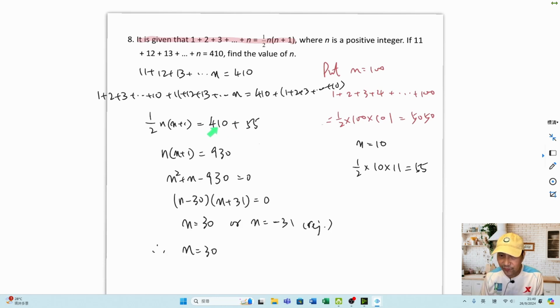We add the sum to get 465 and multiply 2 to the right hand side. We have 930, and multiply out the brackets and move 930 to the left hand side and solve the equation. We have two roots, 30 and negative 31. Of course, negative 31 is not the answer because n is a positive integer, so there's only one answer, which is 30.